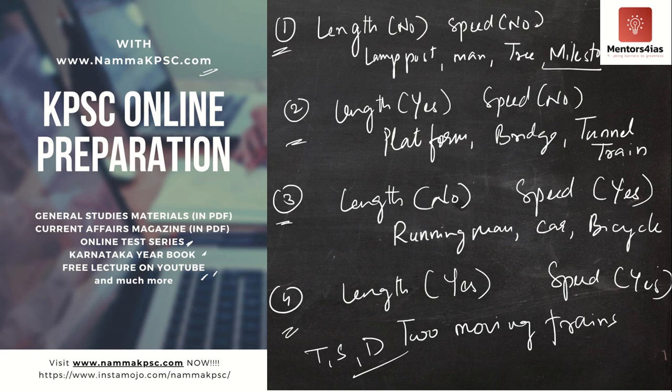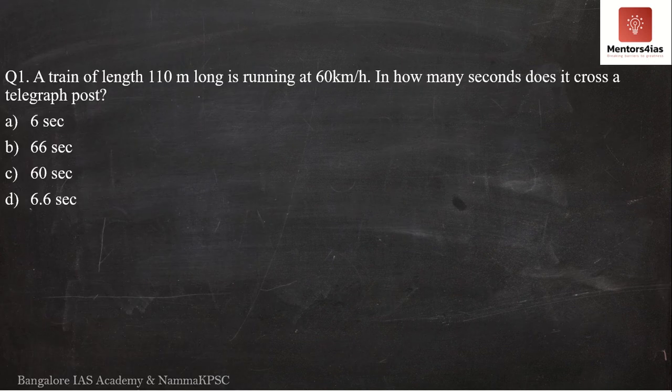Without wasting more time, let us start with the problem. Now, the first question. The first question says, a train of length 110 meters is running at 60 kilometers per hour. In how many seconds does it cross a telegraph post?